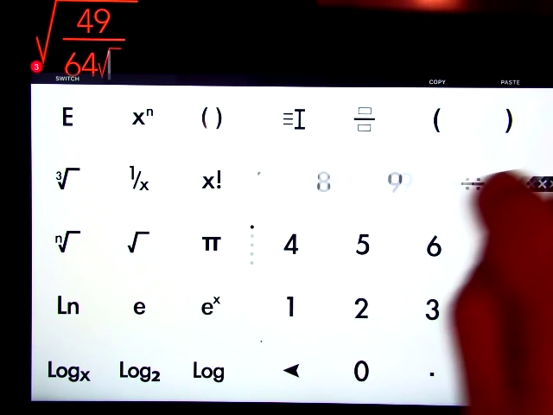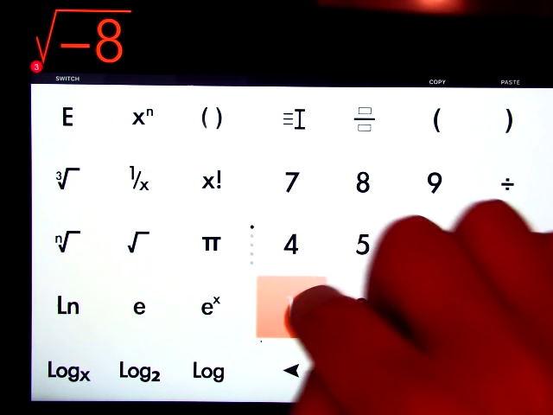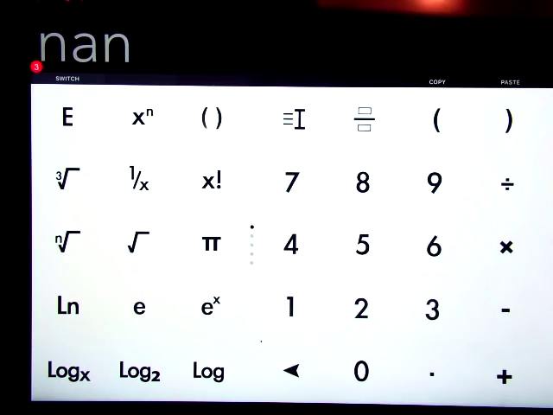And then if we do the square root of negative 81, it'll say not a number, because it's not a real number.